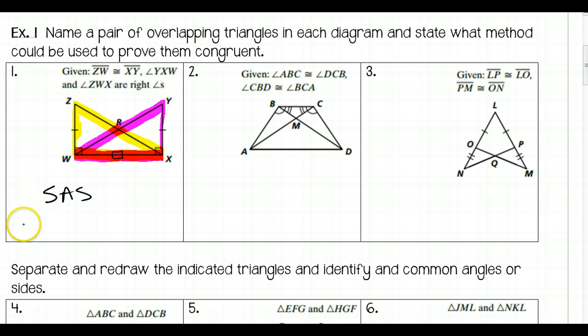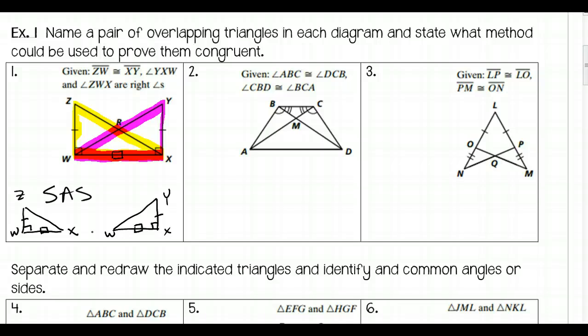Okay, and then if you wanted to draw the triangles separately, here's triangle ZWX, and here's triangle YXW. If we mark the things that are congruent, we're given these two, we're given these are right angles, so they're congruent, and this side is reflexive. So you can see when you draw them separately, it's really easy to see that we've got side angle side here. All right, moving on to number 2.